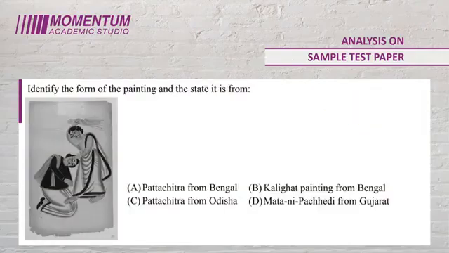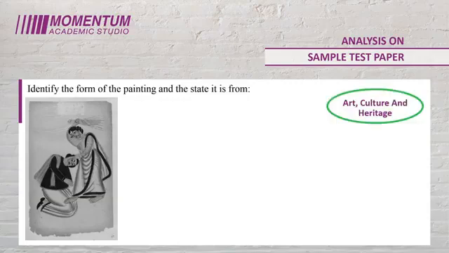Let's move to the next question. Identify the form of the painting and the state it is from. So to understand the various forms of the painting, we need to study art and culture and heritage. So we mark this question into a category called art, culture and heritage.